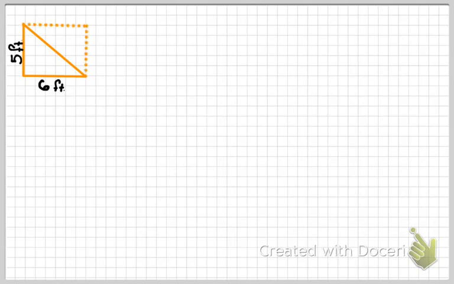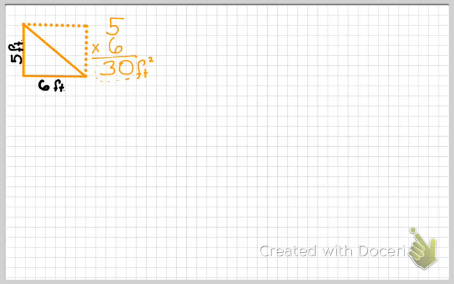So let's take a look here. Now I'm going to draw those dotted lines in just to pretend. Let's pretend for a second that it's a rectangle. So we'd multiply, because we know 5 times 6, if it was a rectangle, would give us our area, 30 feet squared. But we know it's not a rectangle. It's actually only half of that rectangle, because triangles are always half of some sort of four-sided figure or some sort of parallelogram.